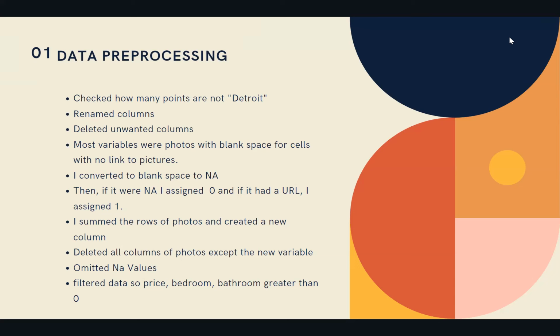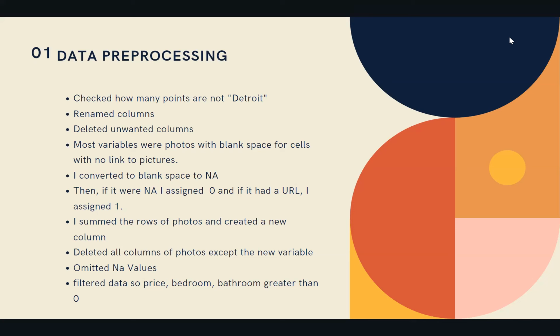And so I converted the blank cells, blank spaces, to NAs. Then if it was an NA, I assigned 0, and if it had a URL, then it was 1. That helped me sum the rows of photos. And I made a new variable with the summation of all photos and deleted all the photo columns that were unwanted.